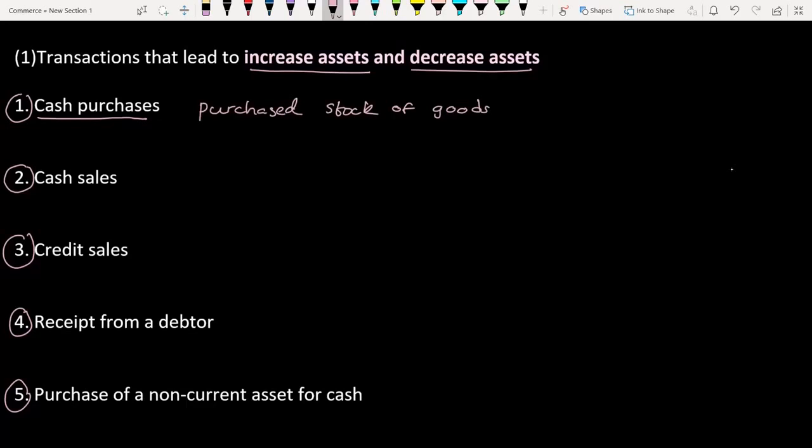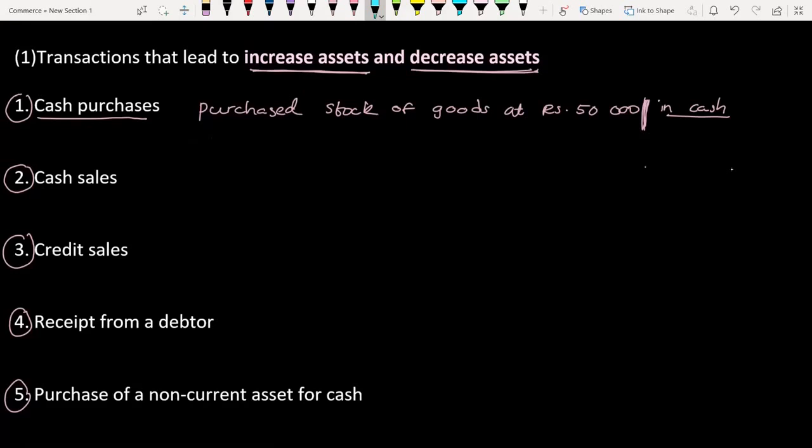Now, for us to write a transaction, if you are given a question and asked to write a transaction, then definitely you need to put some value, some amount. So for each transaction, I'm going to put some reasonable monetary value. So let's say purchased stock of goods at rupees 50,000 in cash. Or if you want, you can stop from here. And again, this implies that this transaction is a cash transaction.